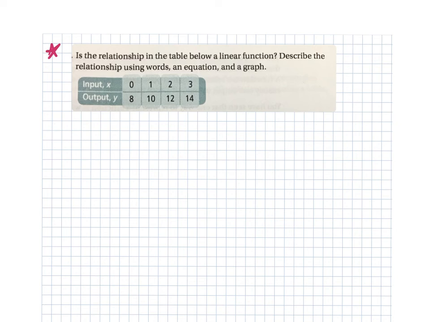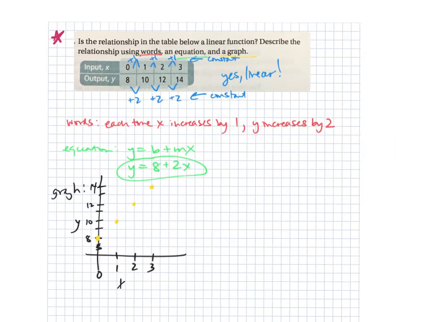Okay. So try this one on your own. Press pause. You're going to say if it's linear or not. If it is, describe the relationship using words, equation, and a graph. So press pause, do this on your own, and then check back for the solution. Then we'll be done. Okay, so here you can see, to check if it's linear, you see that this is constant, so we can keep going. And then we can see this is also constant. It goes up by 2 each time. So yes, it's linear since these are both constant.